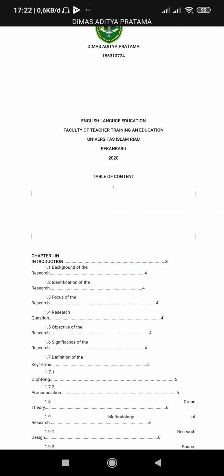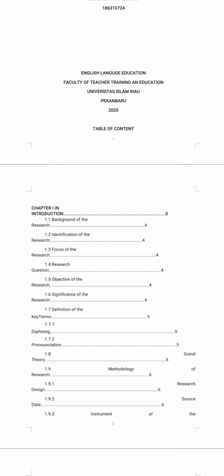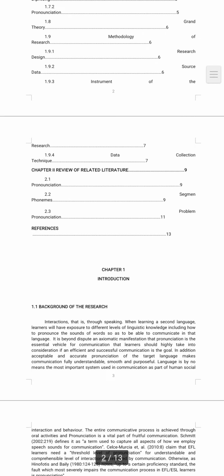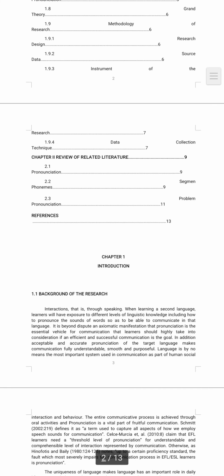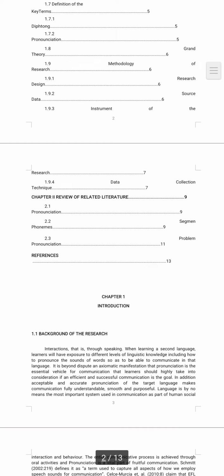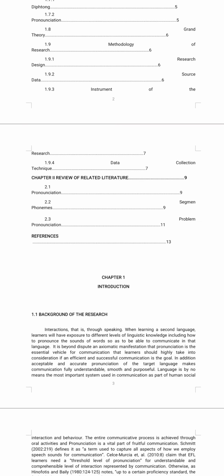There are two chapters, chapter 1 and chapter 2. Chapter 1 is Introduction. 1.1 Background of the research. Interaction is through speaking. When learning a second language, learners will have exposure to different levels of linguistic knowledge, including how to pronounce the sounds of words so as to be able to communicate in that language.